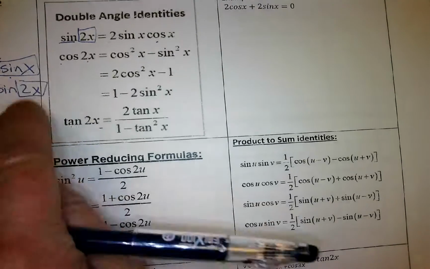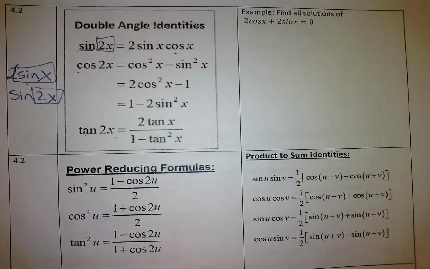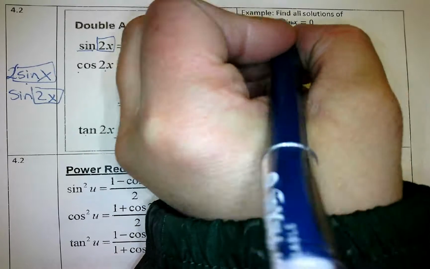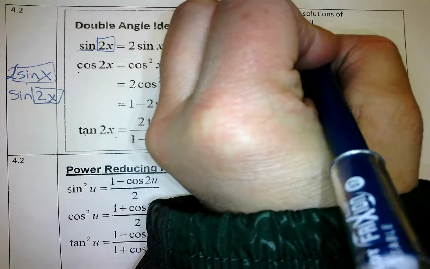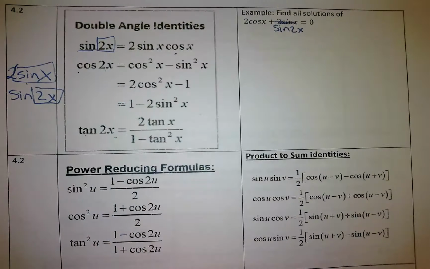And knowing that, I was copying and pasting and copied that wrong. So that should be 2 cosine of x plus sine 2x equals 0. So we're going to actually solve this and find all of our solutions for this.